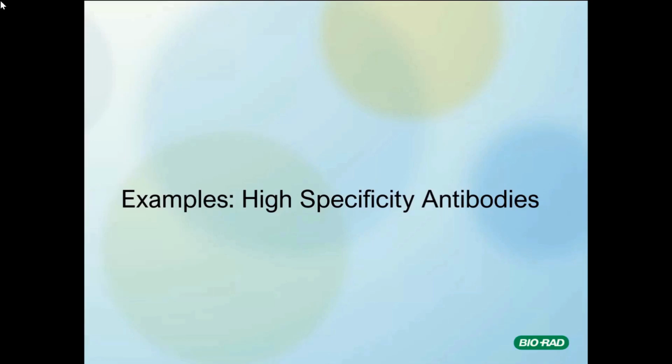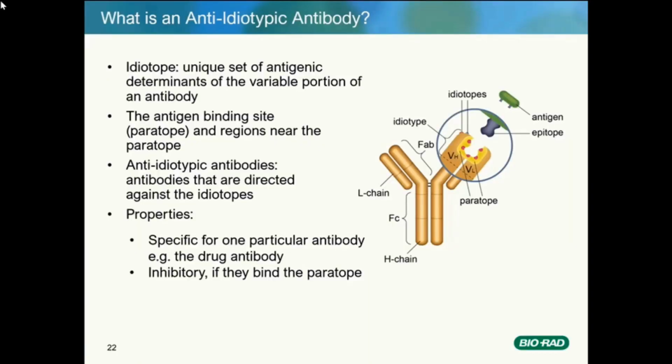and biosimilars. Anti-idiotypic antibodies are directed against the idiotopes of another antibody. The idiotopes are located in the variable region of an antibody and can overlap with the paratope, the antigenic binding site of the antibody, as shown in the circled part of the antibody figure. The anti-id is specific for one particular antibody, and they are inhibitory if they bind the paratope.